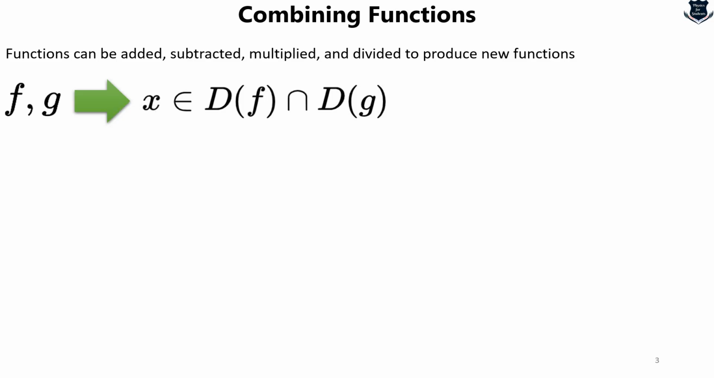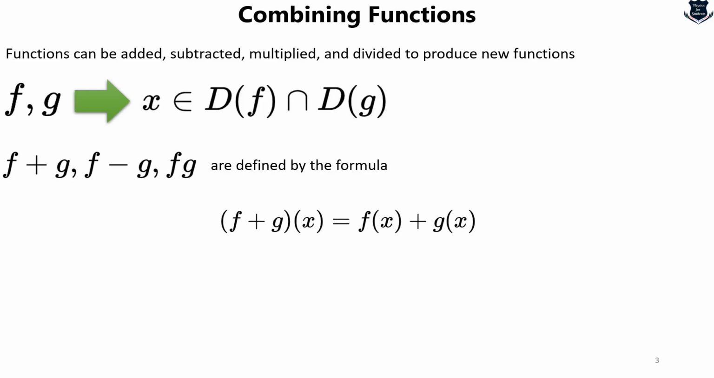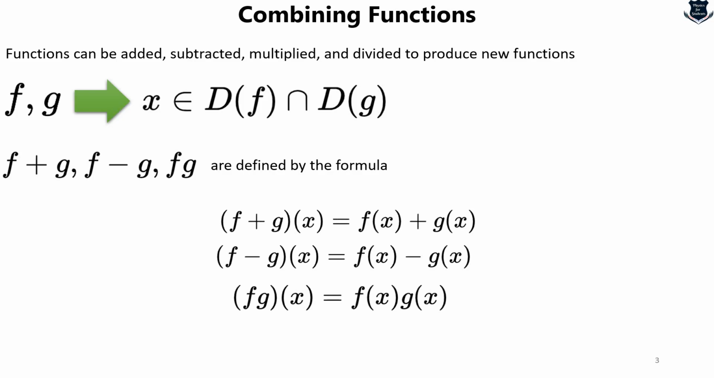then for every x that belongs to the domains of both f and g, we can write this kind of notation. I will explain what this notation looks like. So we define the functions f plus g and f minus g as well as f multiplied by g, which are defined by these formulas. So these are the three formulas which define how we can combine functions. This is the lesson where we are learning the combination of functions.